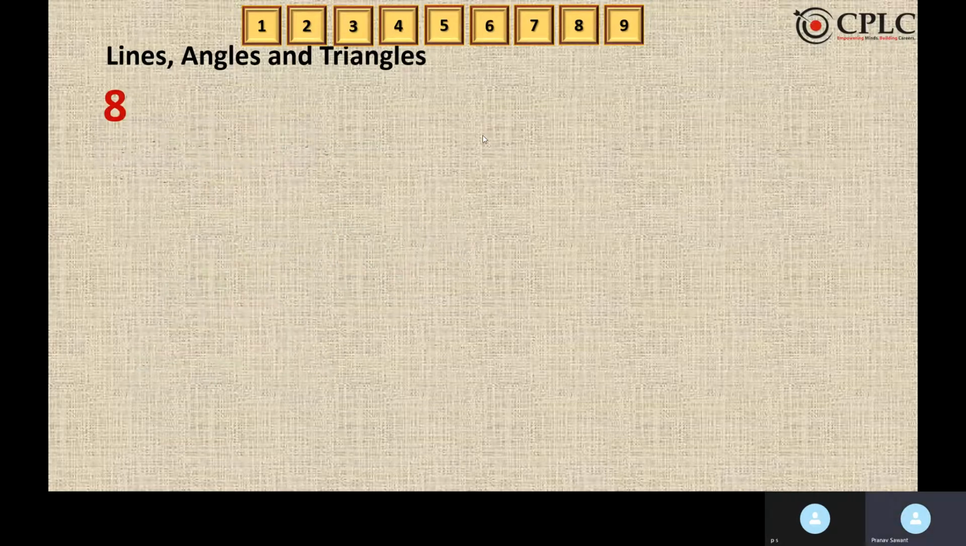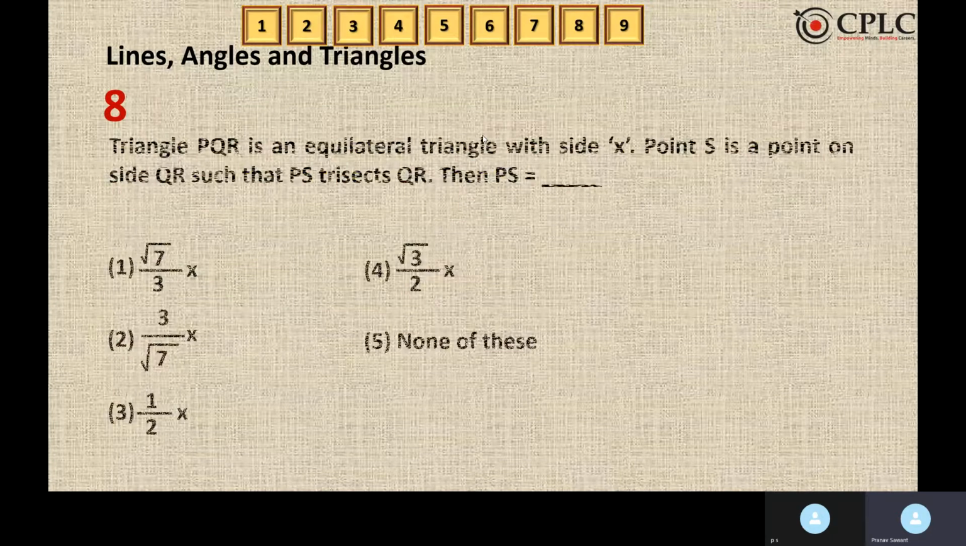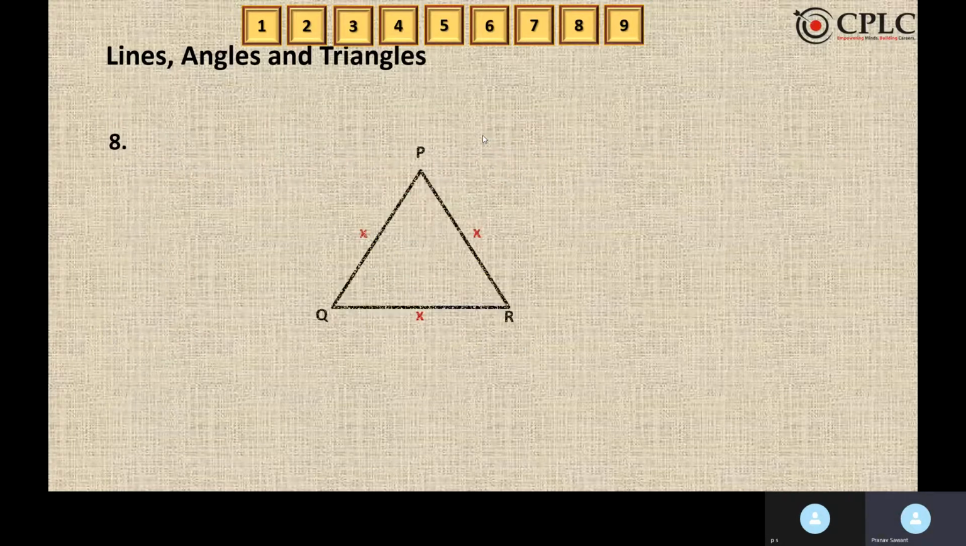Moving to the next question. Triangle PQR is an equilateral triangle with side x. Point S is a point on side QR such that PS trisects QR. Then PS is equal to what? Now, it's an equilateral triangle with side x. PS trisects. Trisects means divide by 3.